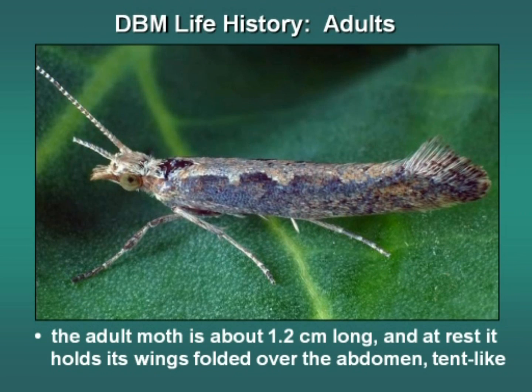The adults are about a centimeter in length, and they hold their wings in a tent-like formation over the back of the abdomen. And at the tip of the abdomen, there are a series of long hairs that are also fairly characteristic, and they tend to point upwards.